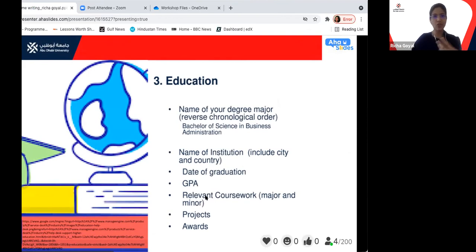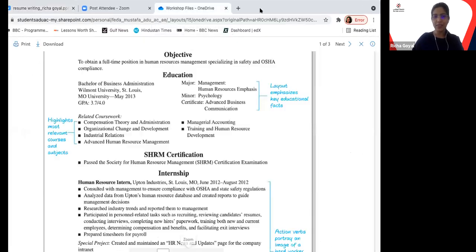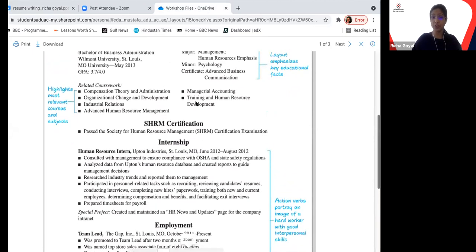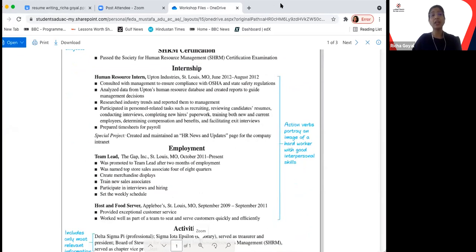So what is the next section after education? Work experience. If you look at Julia's CV, after education, which includes a certification as part of education, you have details about internship and employment. So this is basically work experience. What did Julia do?